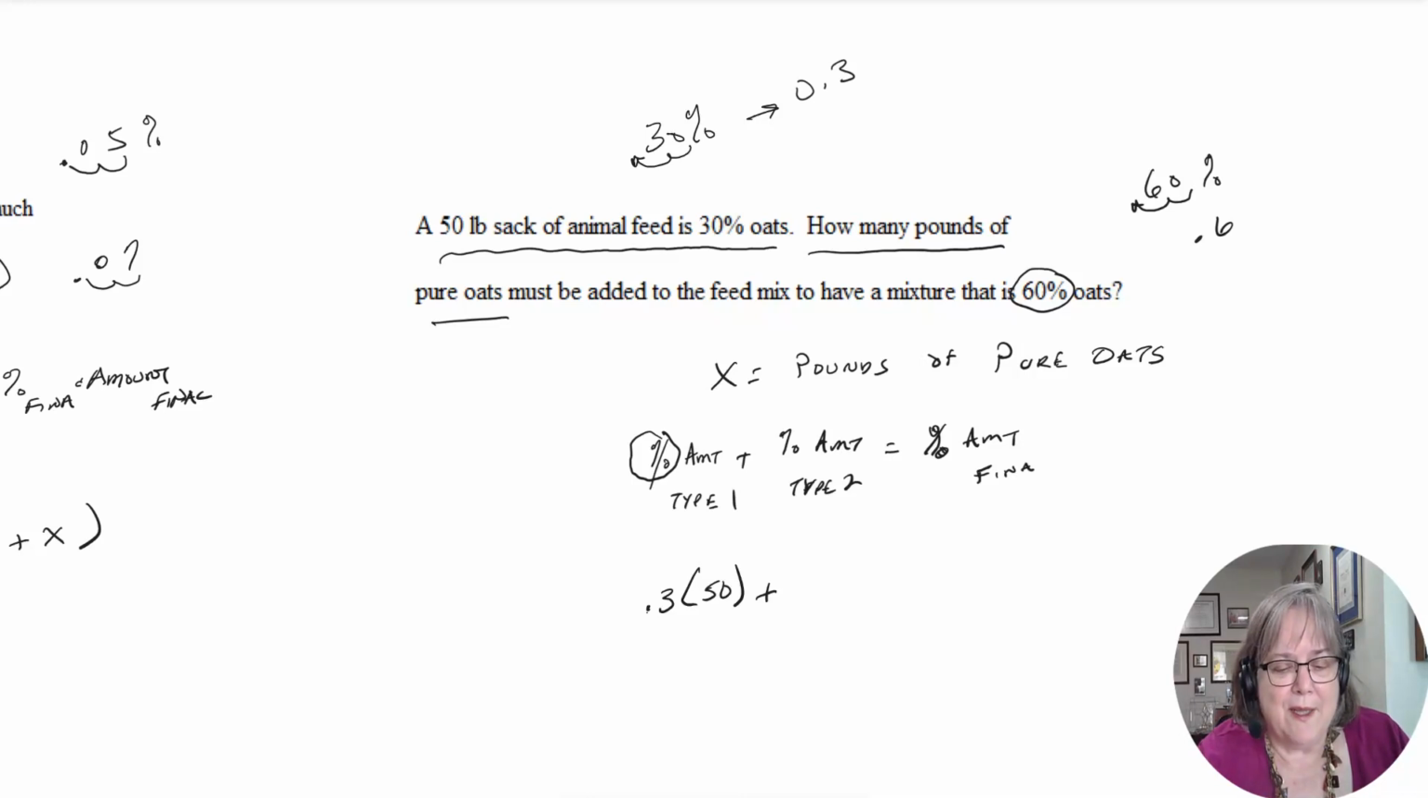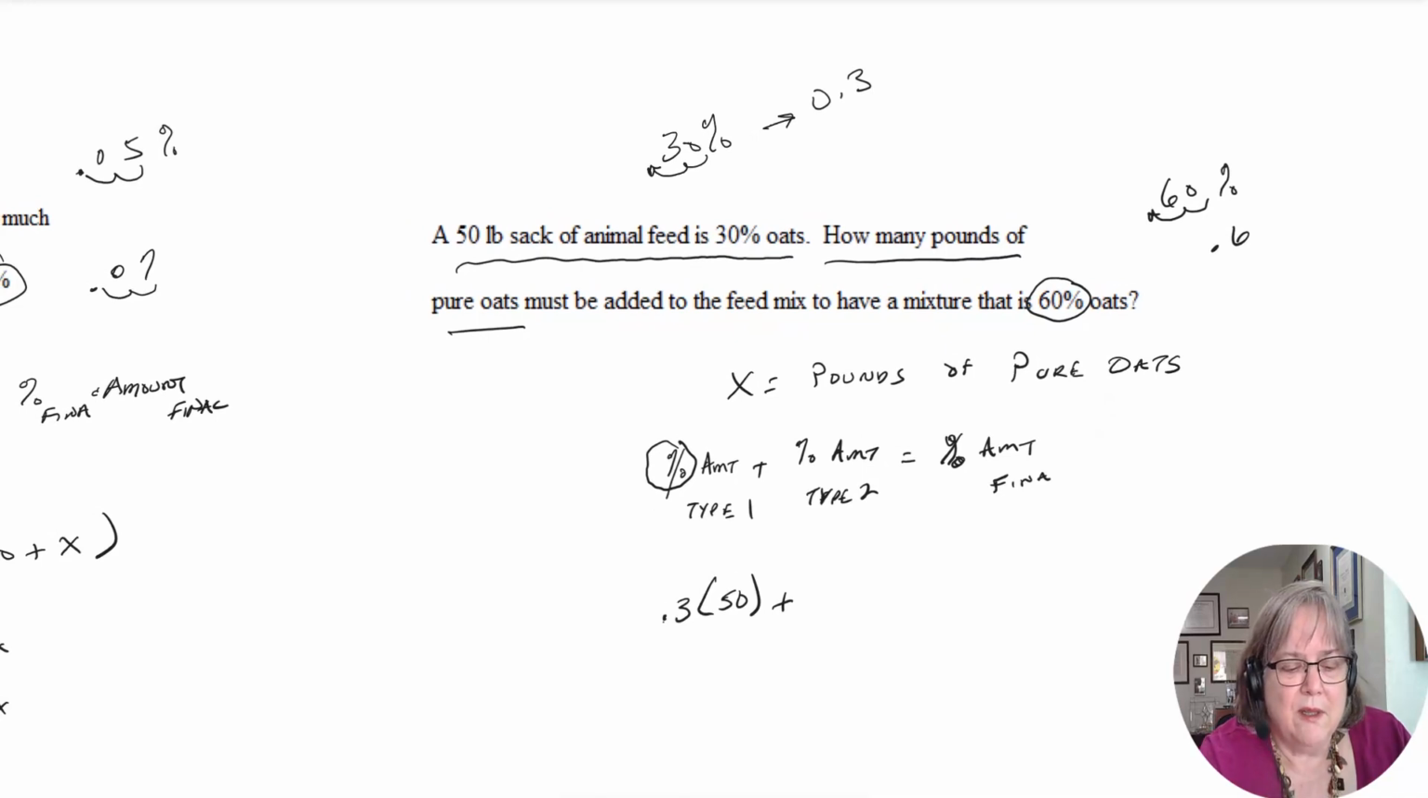Now, this is where it gets kind of crazy, okay? What's the percentage if it's pure? If it's only oats, all of it is oats, not 60% oats, not 50% oats, not 40% oats, but 100% of it is oats, right? How many pounds of pure oats? So it's 100% oats, all right? So how do I get it into decimal form?